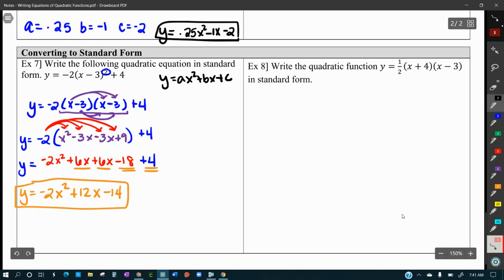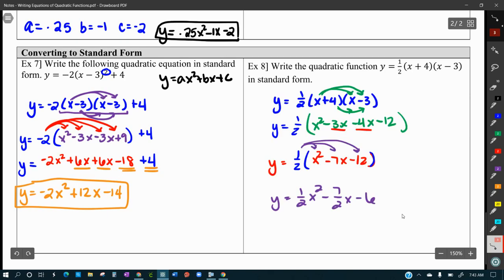So pause the video, try number 8. It is already expanded for you. We need to start with the multiplication step. Here's your answer for example 8.